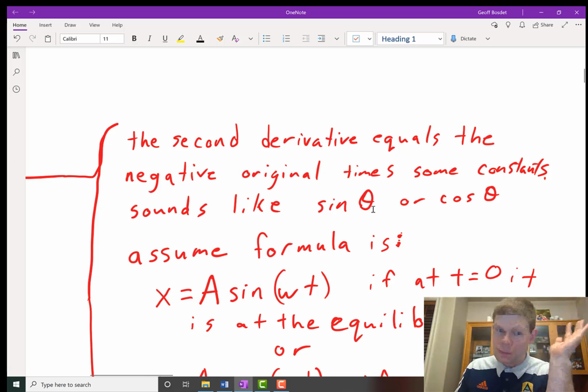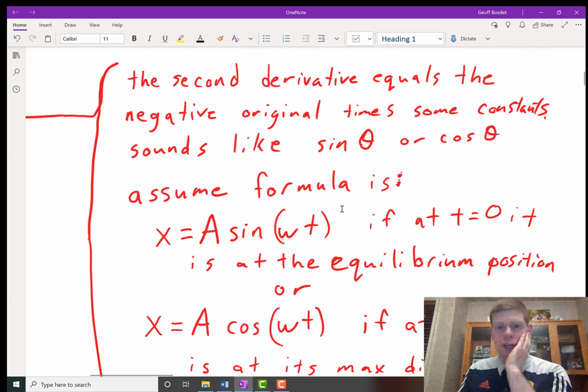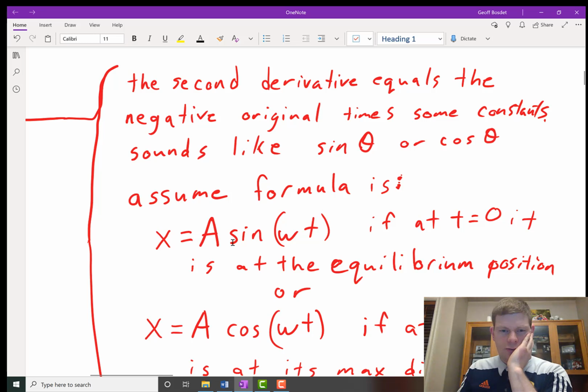So what we're going to do, it's a bit of a jump. Let's assume that, hey, it's some sort of sine function. Now it's going to be modified. It's going to have some angular velocity, just determining how long its cycle takes. And it's going to have some amplitude. That depends on how far you pulled it initially.